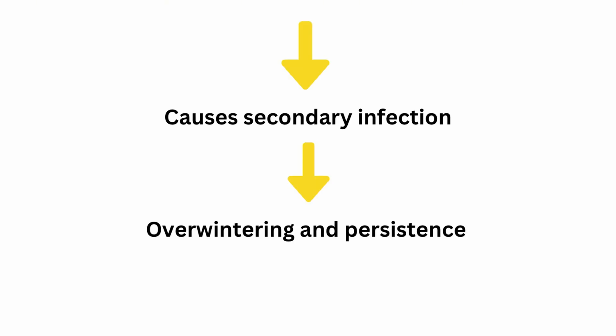The bacteria can continue to spread during periods of wet weather, causing secondary infections on nearby plants or on the same plant. A single infected tree can act as a source of inoculum. The bacteria can overwinter on infected plant material such as leaves and fruits. During favorable environmental conditions such as wet weather and warm temperatures, 25 to 30 degrees Celsius or 77 to 86 degrees Fahrenheit, the bacteria can remain active and infect new tissue in the spring.